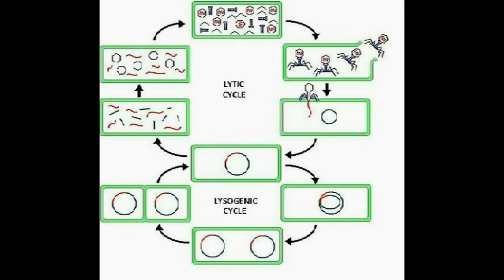This diagram shows the relationship between the lytic cycle and the lysogenic cycle. When a virus injects its genetic material into a cell, it can use that time to manufacture new virus parts or attach the genetic material to the cell's genetic material. If the virus contains RNA, it will change the RNA into DNA before attaching it to the cell's DNA.